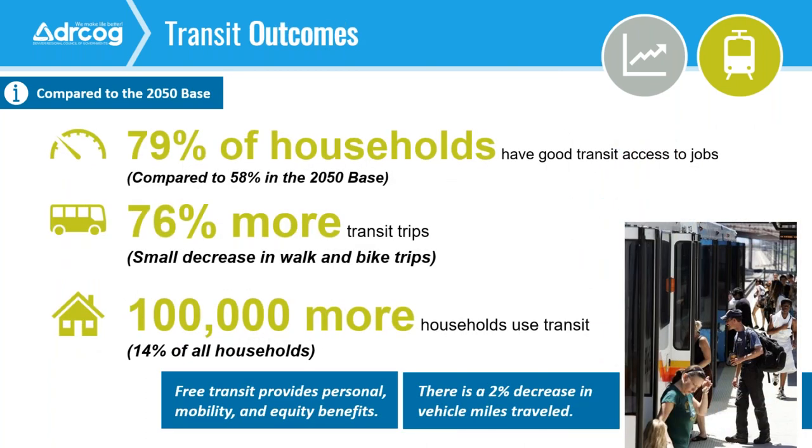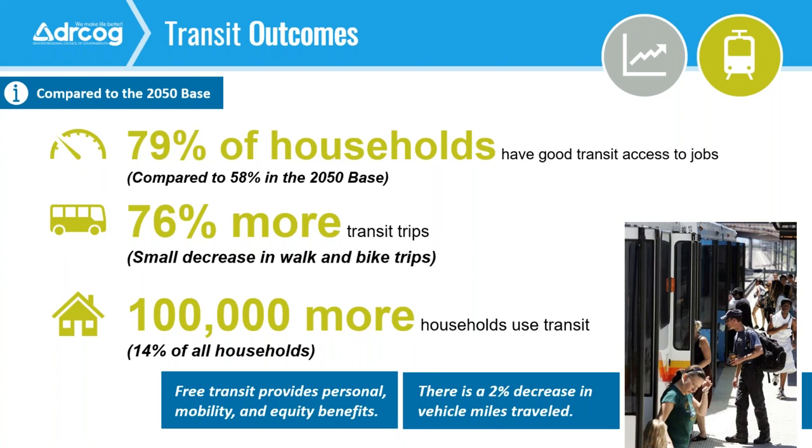Next slide. So as you might expect, that resulted in a much larger percentage of households having really good transit access to jobs. That's a measure we keep track of in our RTP. And it resulted in 76% more transit trips. It actually decreased walk and bike trips a little bit as some of those were converted into transit trips. And then about 100,000 more households ended up using transit. That's 14% of all households in the region in the scenario.